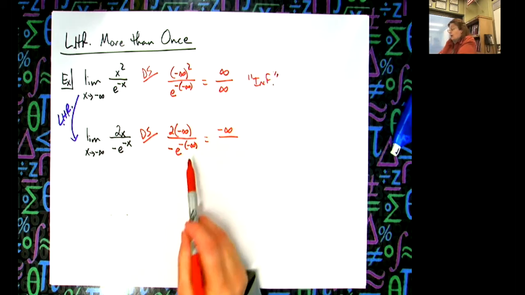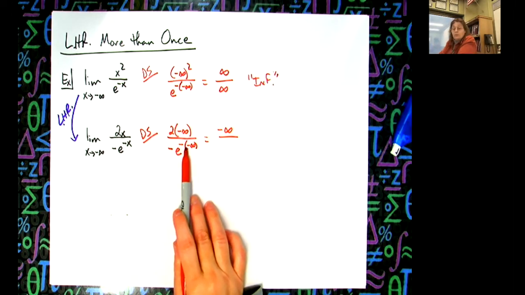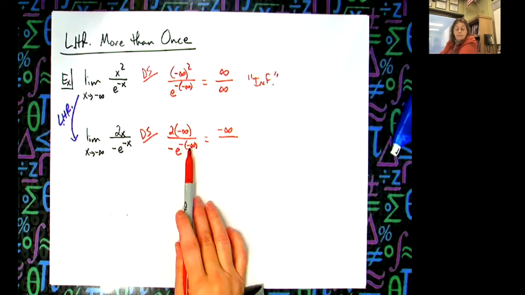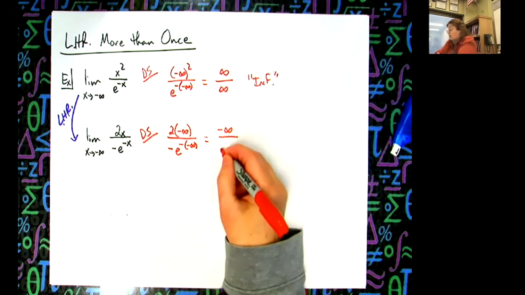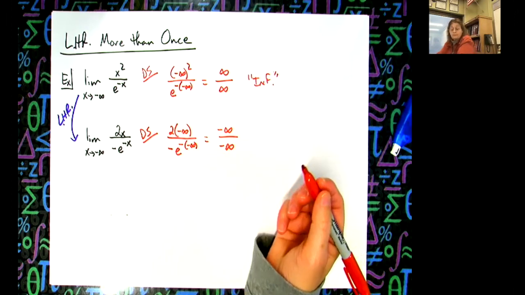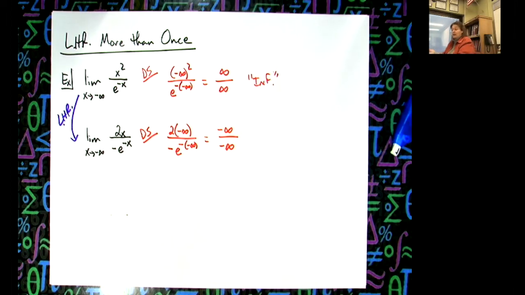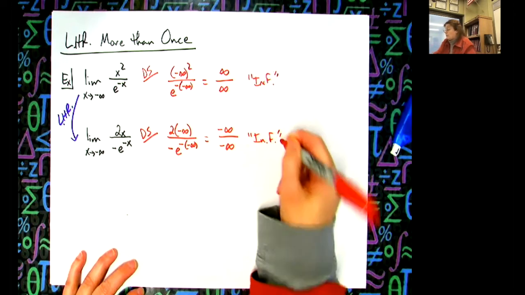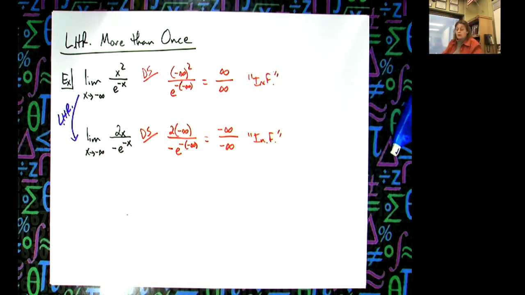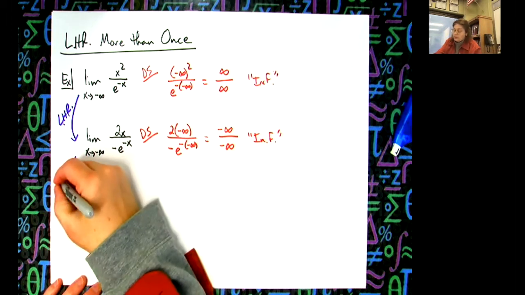In the denominator, negative times negative is positive, so this exponent is going to get really, really big, and then times a negative 1 makes this go to negative infinity as well. Again, that's the variation of infinity over infinity, just negatives. I've got an indeterminate form here. So it didn't work. One time of doing L'Hopital's rule didn't work, so now I'm going to do L'Hopital's rule again.